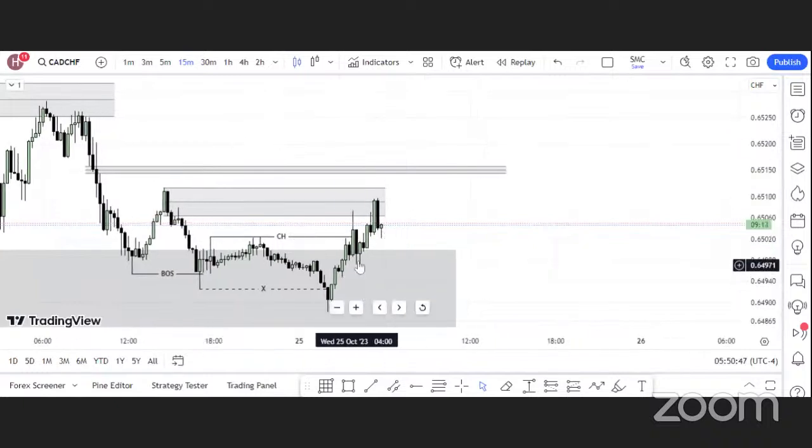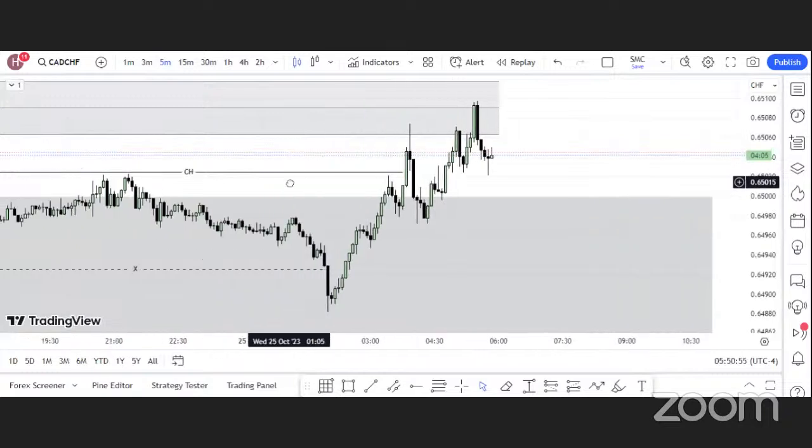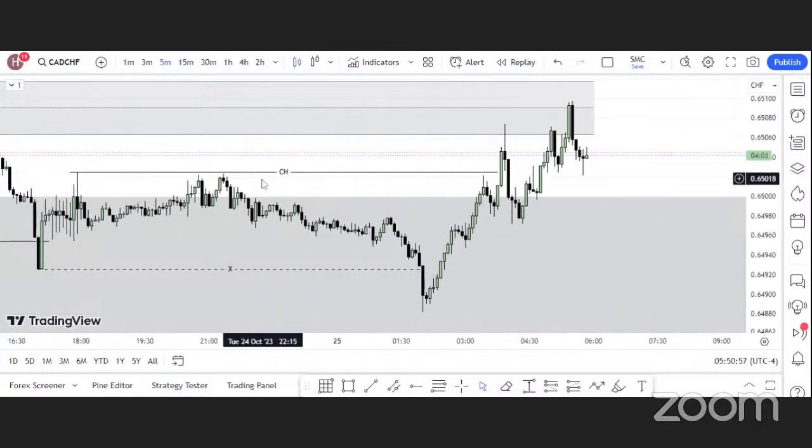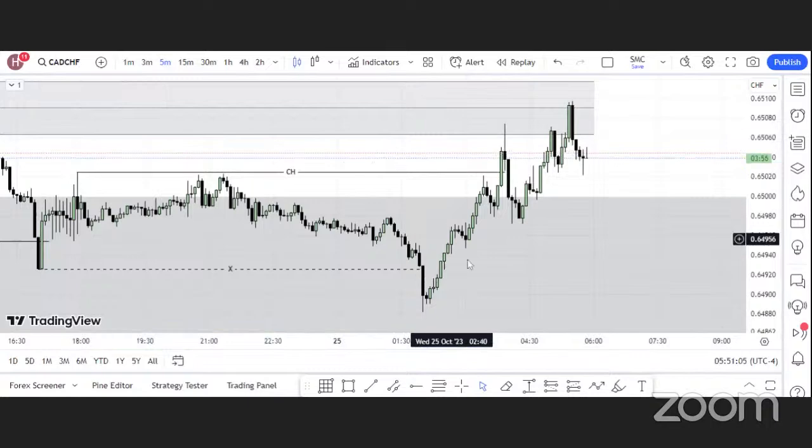You see how the market respected this area? Let's go to the 5 minutes. So after this change of character was created, the market left some gaps, right?